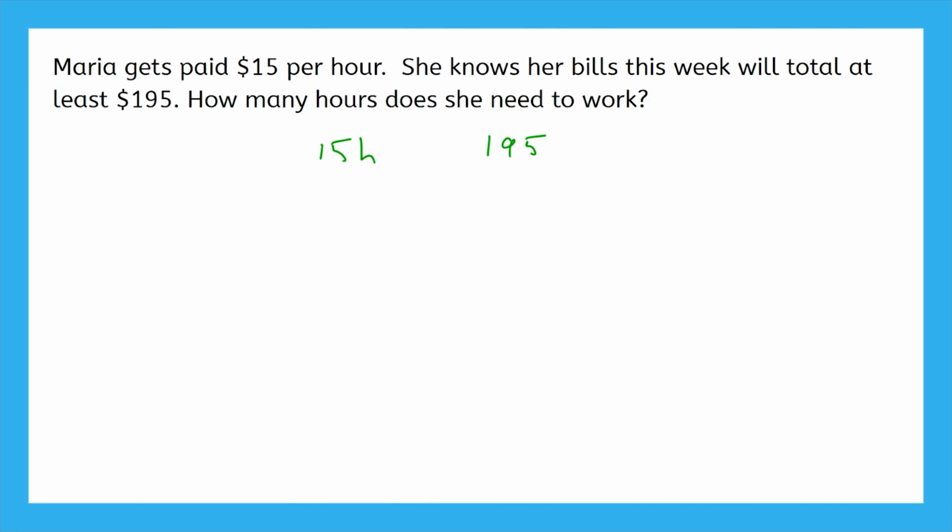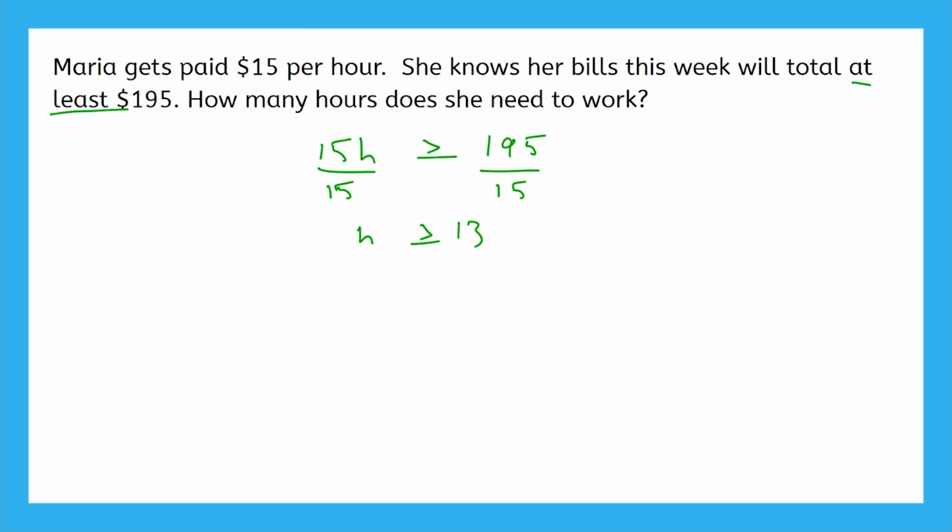So she doesn't just want her pay to equal $195, she wants her pay to be equal to or more than it. Another clue that points towards this lies within the problem, "at least," which of course is the opposite of "at most" because it gives the lowest amount possible, but you could always go higher. So let's solve it by dividing by 15. 195 divided by 15 is 13. So we get that the hours Maria works must be greater than or equal to 13 hours.